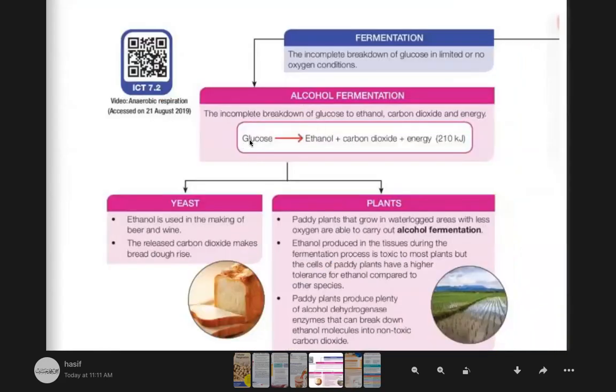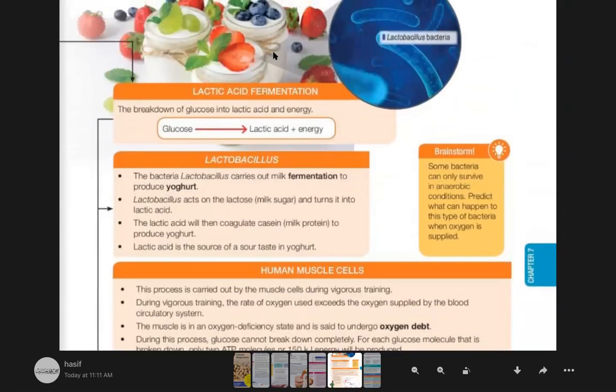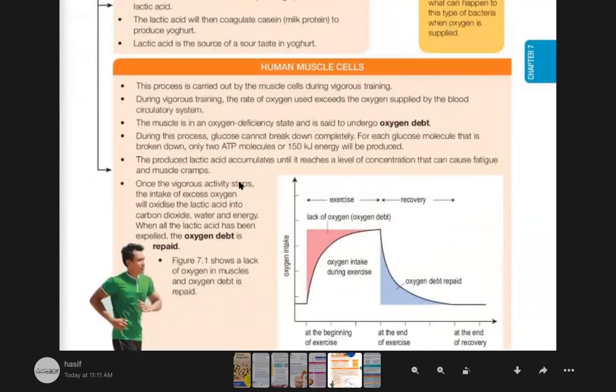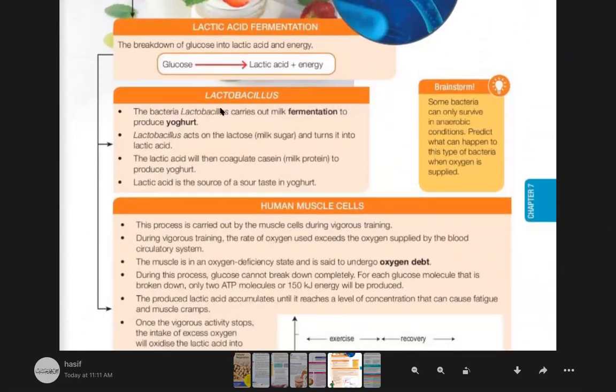Tapi kalau macam ni awak tengok dia glucose tu hasilkan apa? Dia akan hasilkan ethanol, carbon dioxide and energy. Tapi kalau lactic acid fermentation, no carbon dioxide, just lactic acid and energy. Okay. Okay, jom kita tengok apa berlaku. So ada dua contoh kat sini.